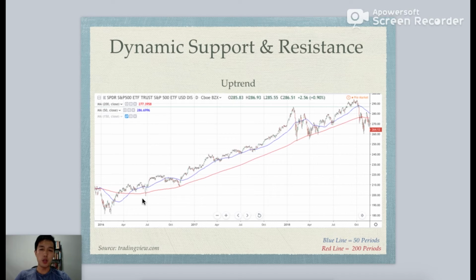If you are an investor looking to buy, looking for an entry, you want to take note of points where price is bouncing off the 50 or even the 200 moving average. This is a sign that during this price action, this area is acting as a support level. This could be a good entry point for you to enter.